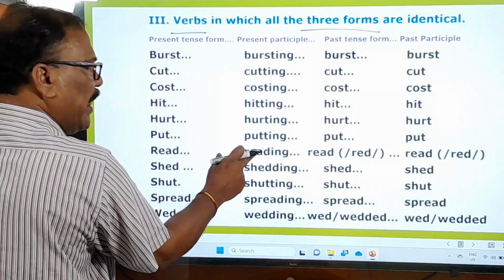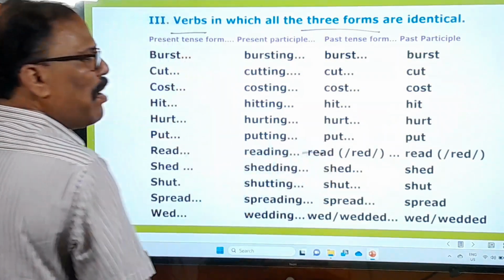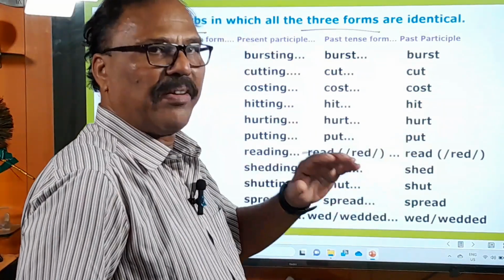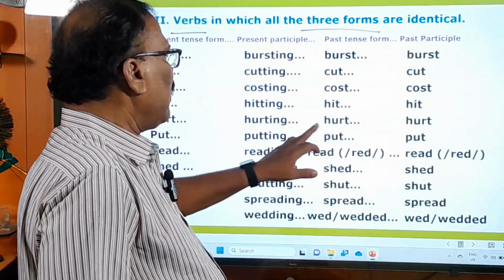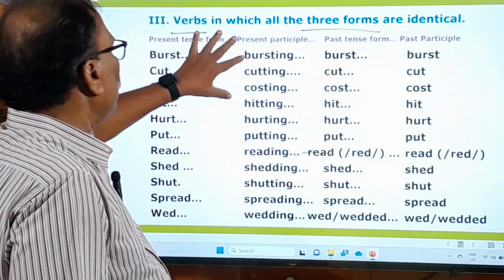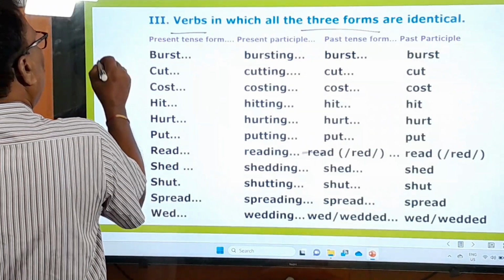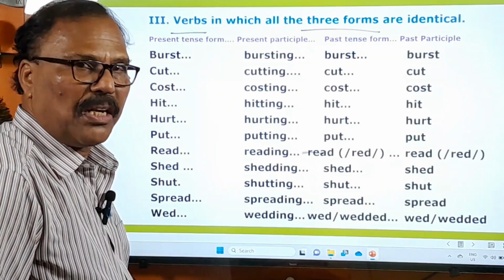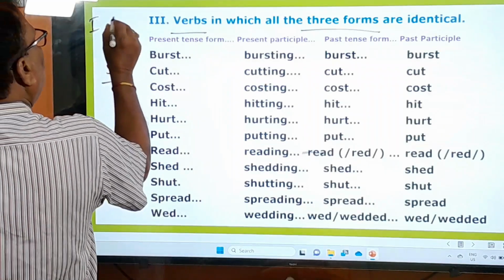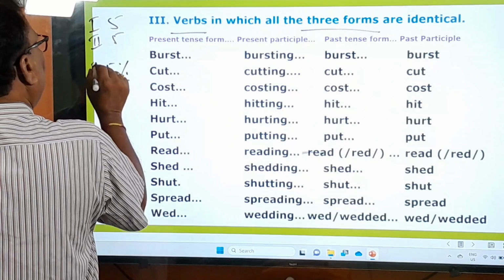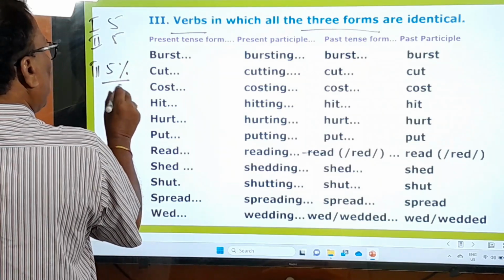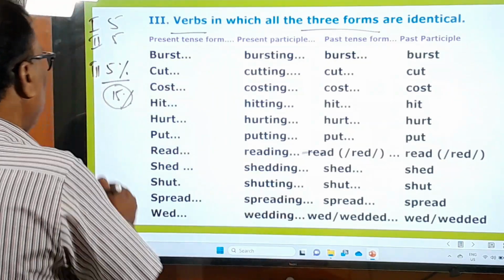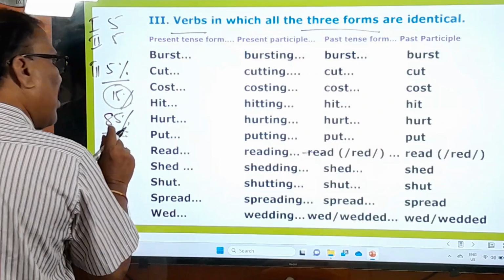Read, chaduvu. Reading, chaduvu chu. You have to say read in the past tense. You have to pronounce the verb as read. In the past participle also, you have to say read. So read, reading, read, read. This is the third variety of verb, and they are also 5% of the total verbs. First one 5%, second one 5%, third one 5%. Okay, 15%. These three varieties comprise 15% of verbs, and the remaining 85% of verbs, the majority of verbs, what are they?